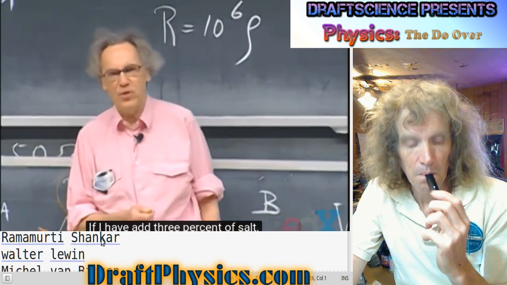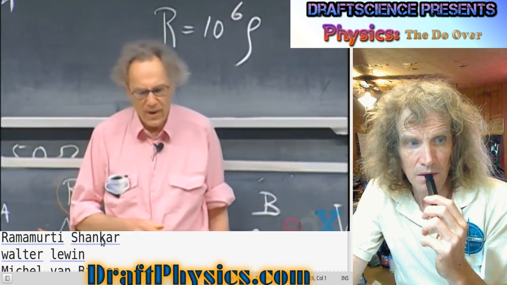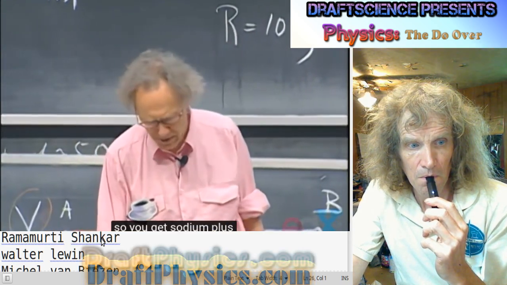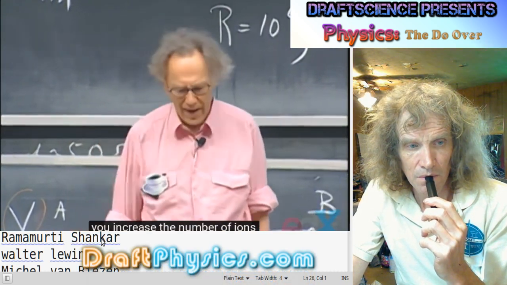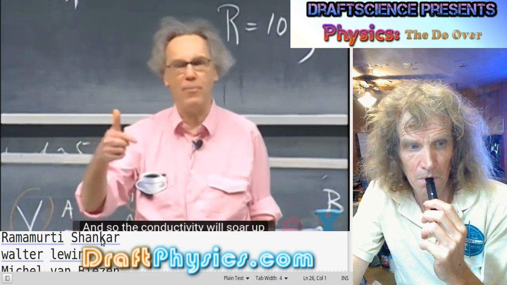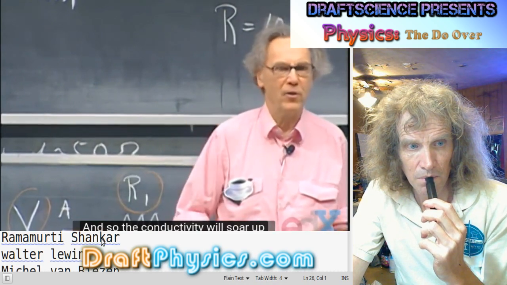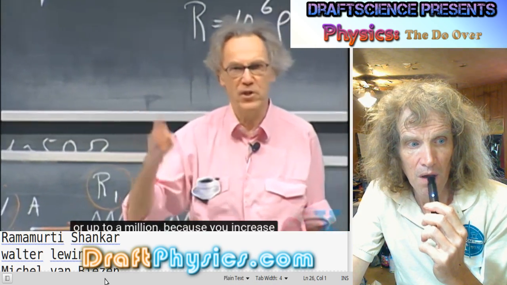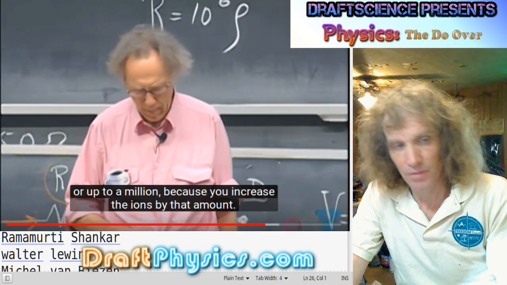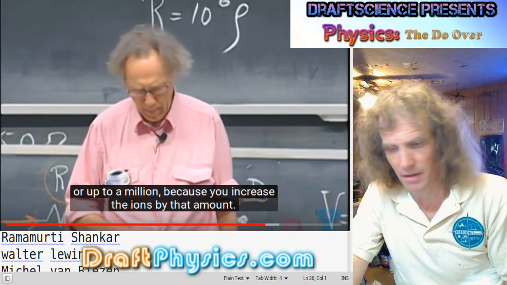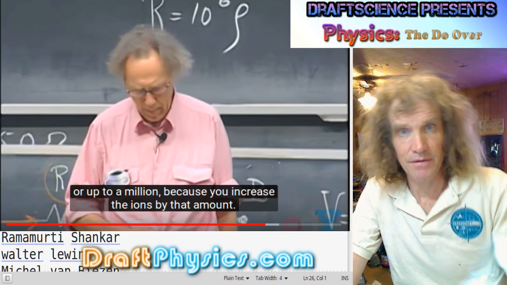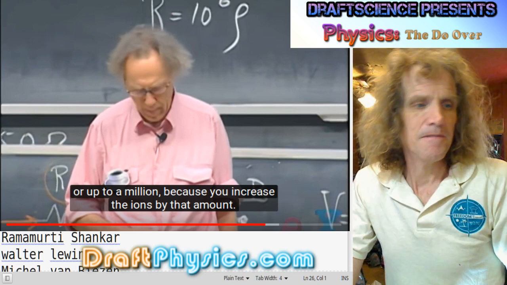If I add 3% of salt in terms of weight, then all that salt will ionize, so you get sodium plus and Cl minus ions. You increase the number of ions by an enormous factor. And so the conductivity will soar up by a factor of 300,000 or up to 1,000,000, because you increase the ions by that amount. So again, I've been using the word ions, and he's kind of demonstrating right here that obviously, if you create ions, you create current, the opportunity for it.